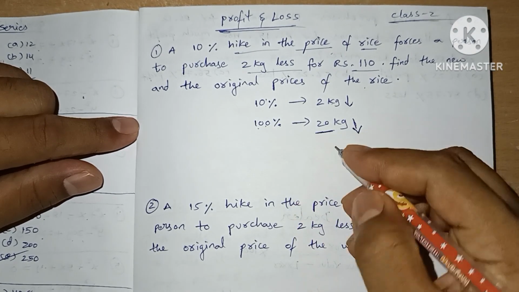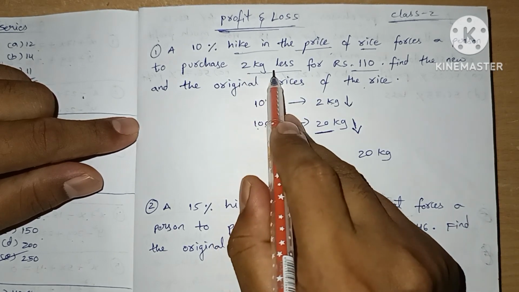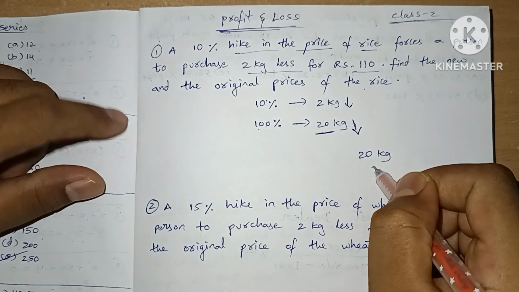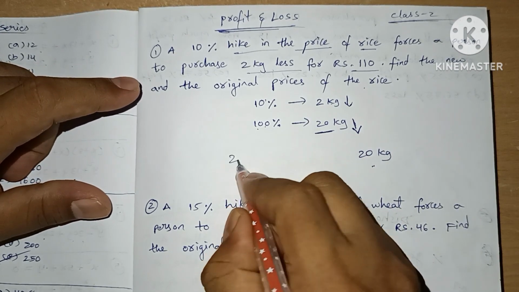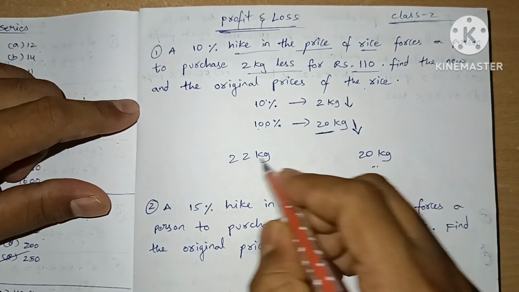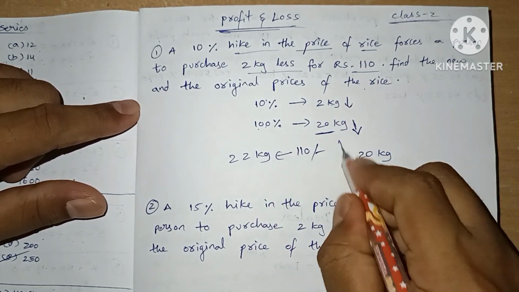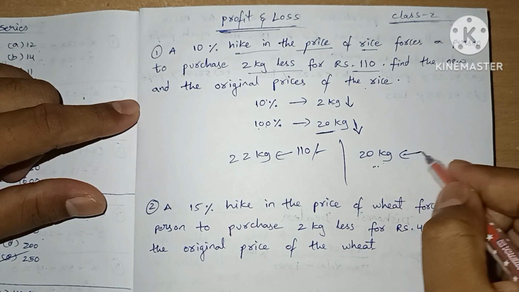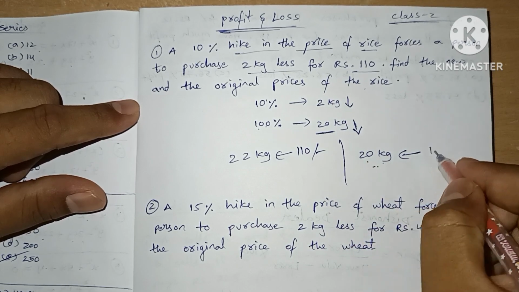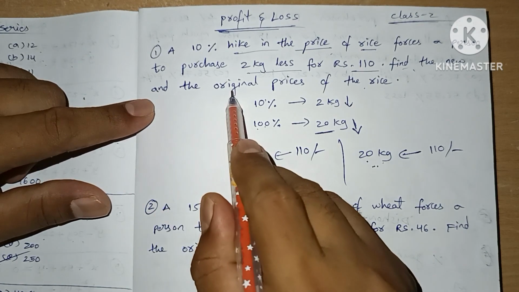So at present he takes 20 kgs only. He takes 2 kgs less at present due to the hike, so initially he took 22 kgs. Now he takes 20 kgs only at 110 rupees. Due to the hike he can buy only 20 kgs at 110 rupees. Now the question asked is to find the new and original price.